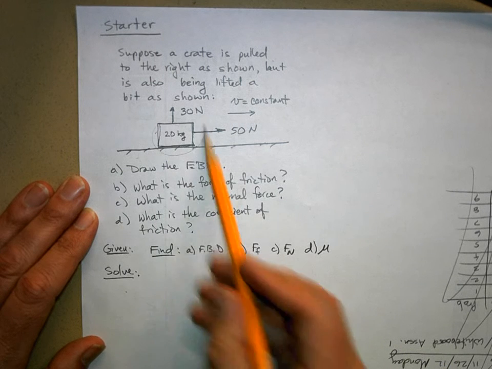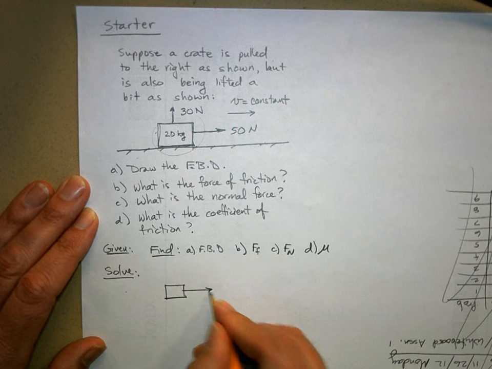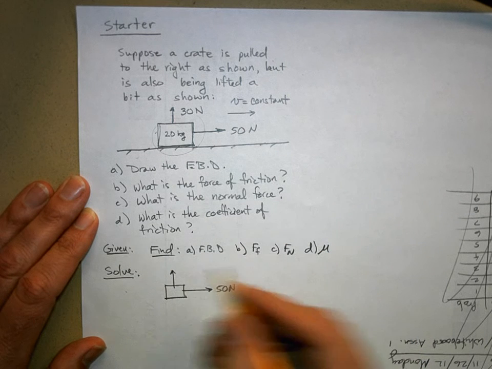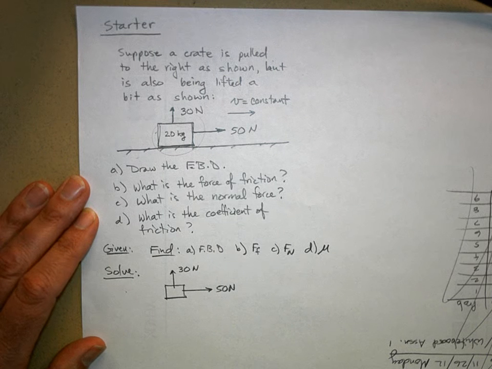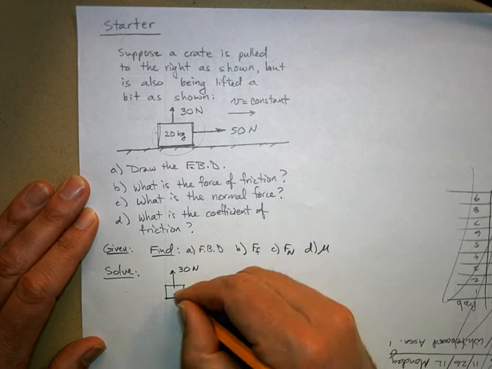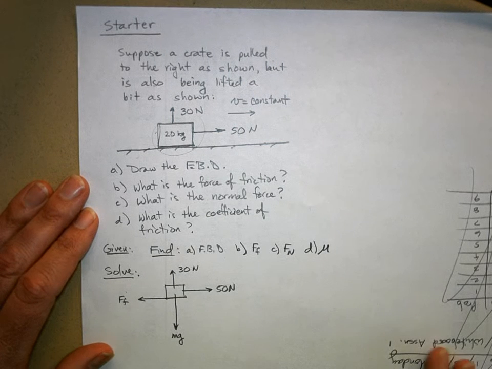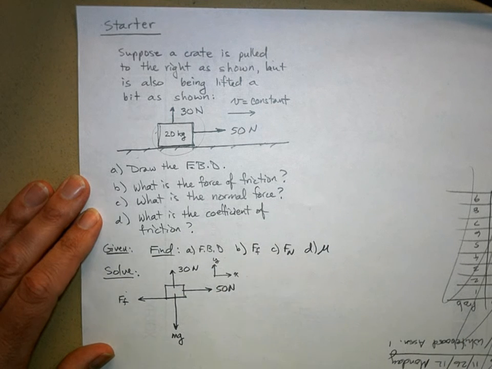Now the free body diagram, so here's our object, and here's our crate, and obviously it's being pulled with 50 newtons to the right. It's being lifted with 30 newtons. These are two applied forces. Now gravity's pulling it down, and then we have the force of friction like this. Now, just to stay with the procedure, we'll define this to be the x direction and this to be the y direction. And now, so this is part A.